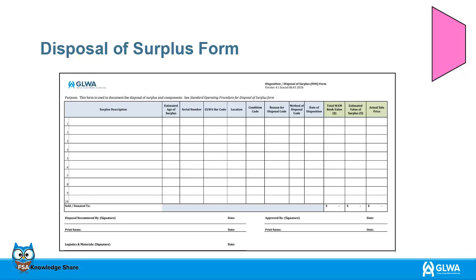This is the disposal of surplus form. It's used to document the proper disposal of surplus items and components. While the sort phase is in progress, it is possible to have piles or stacks of items that are no longer in use, may be damaged, or an excessive amount of supplies or materials. Each item should be documented in detail on the disposal of surplus form.